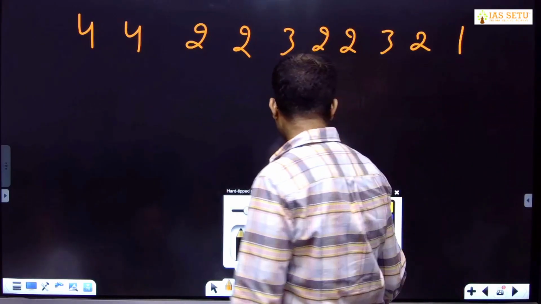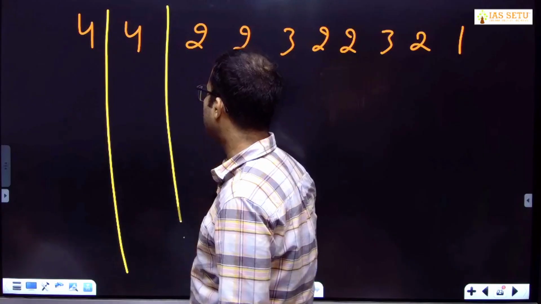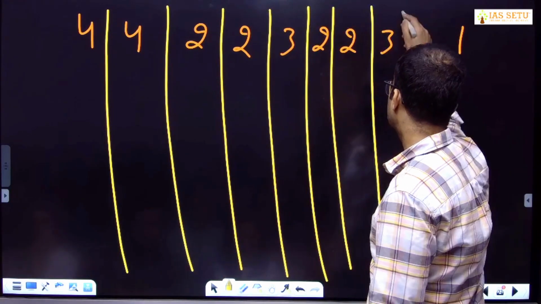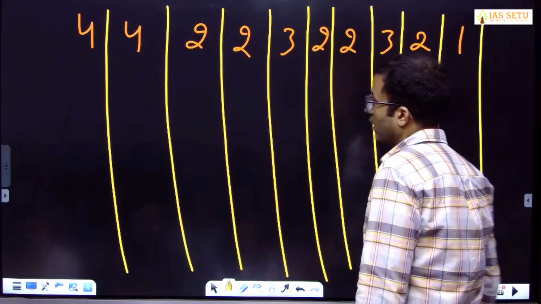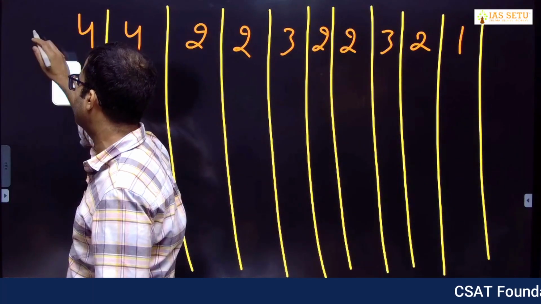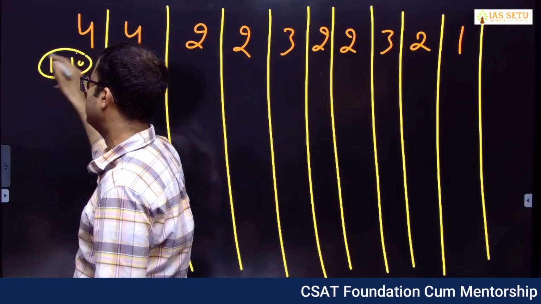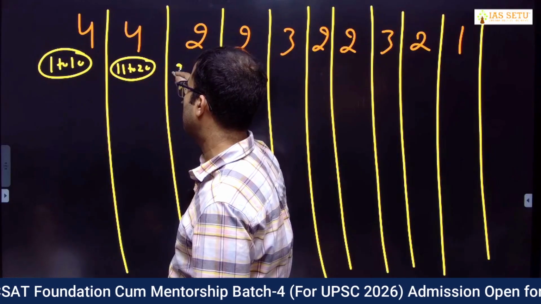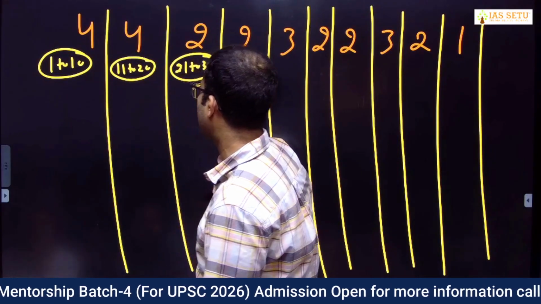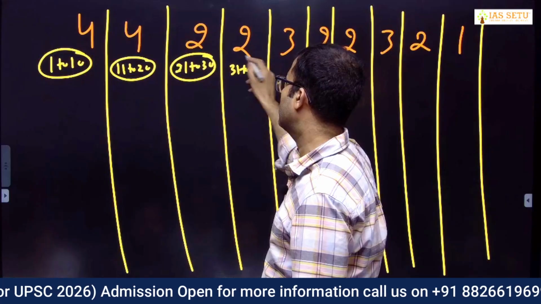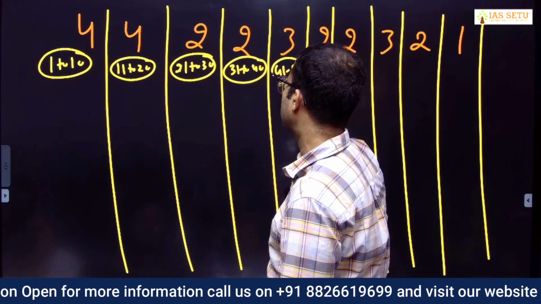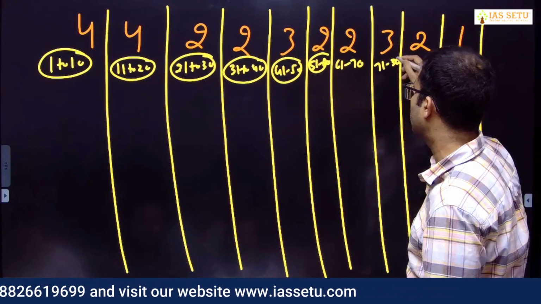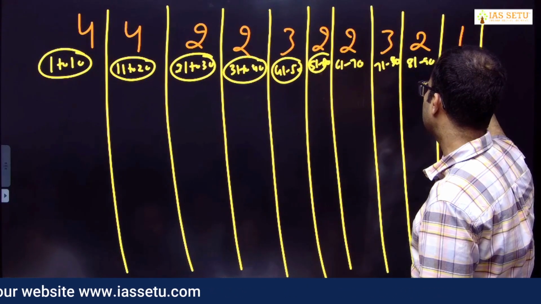ओके, कम टू द पॉइंट, हाउ दिस वर्क आई टेल यू. अब ये काम कैसे करता है, इट टेल यू द रेंज. So this 4 here means 0 to 10 or 1 to 10, there are 4 prime numbers. 11 to 20, there are 4 prime numbers. 21 to 30, there are 2 prime numbers. 31 to 40, there are 2 prime numbers. 41 to 50, there are 2 prime numbers. 51 to 60, 61 to 70, 71 to 80, 81 to 90, 91 to 100.